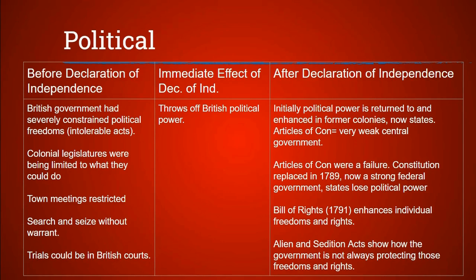The Constitution replaced the Articles in 1789, in which the central government gained power and sovereignty while the states lost it. 2 years later, the Bill of Rights were added to the Constitution, which enhanced individuals' freedoms and rights. On paper, anyways. Under the second president, John Adams, it was shown how these freedoms could be curtailed as his administration passed the Alien and Sedition Acts. But now it was the American federal government curtailing freedom, not the British.